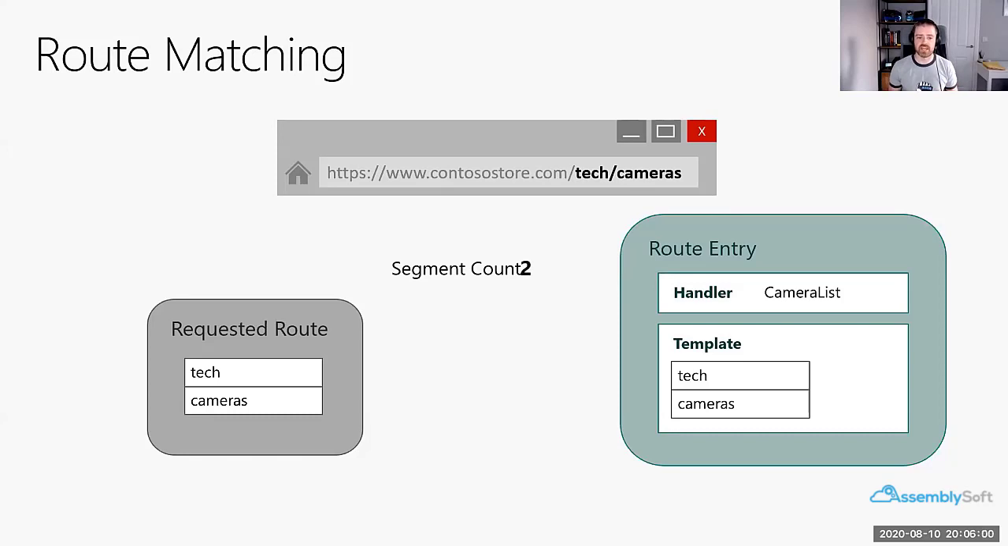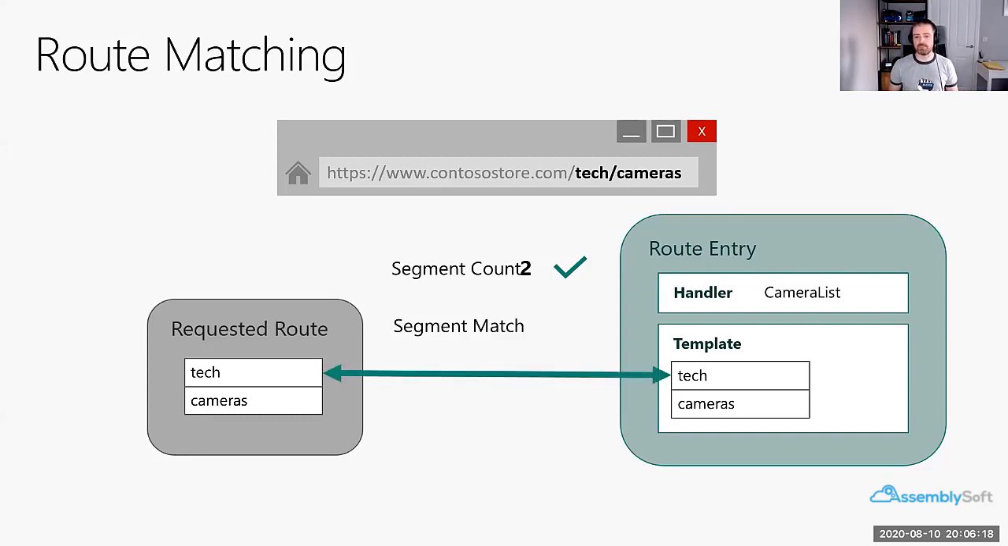So in this instance, there's two in tech and cameras, there's two in tech and cameras in the template. Therefore, it's a match. So that's pretty straightforward. The next thing it does is segment by segment match. And this is just a straight up string match, okay? Because all routing segments are strings.